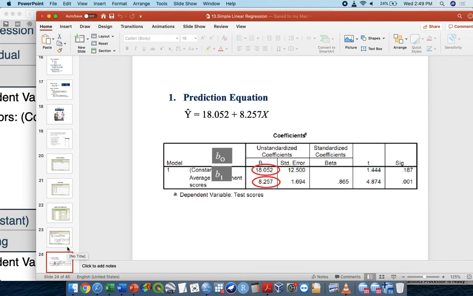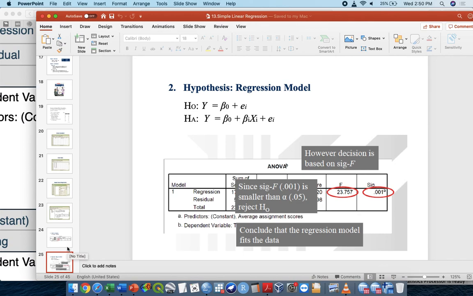This is the first one: the prediction equation. You are talking about 18.052 plus 8.257x, which is what you derive as your predicted equation. Okay, the first step, descriptive statistics, talks about the prediction equation. The second step is testing the regression model. So what is the null? There is no model fit, or the model is not fit. That is your null. Your alternative: the model is fit.